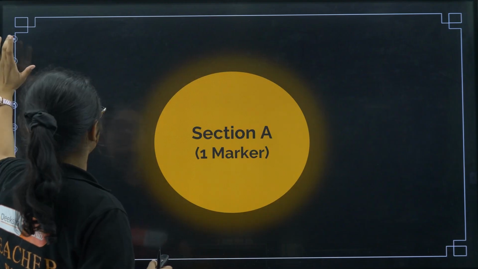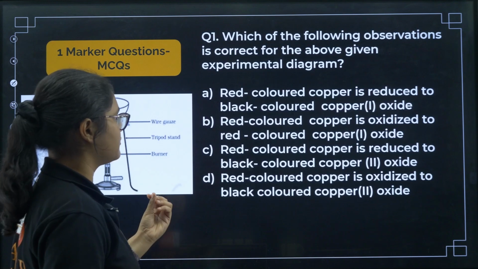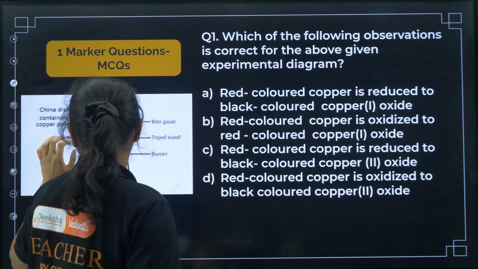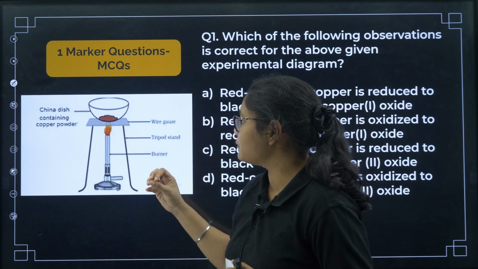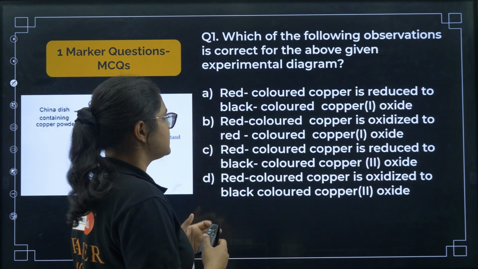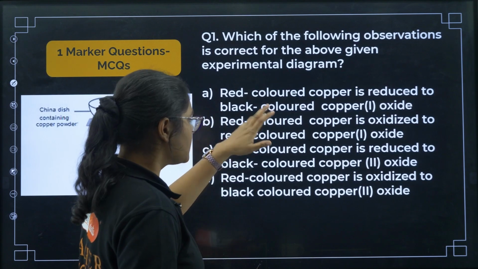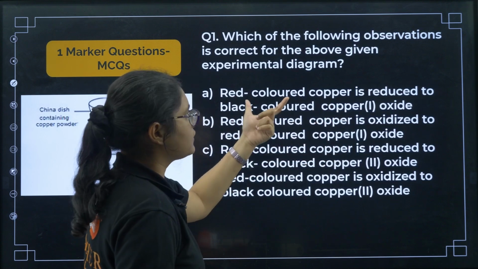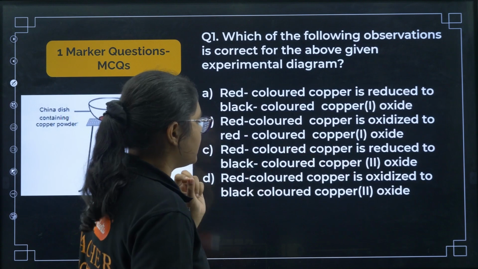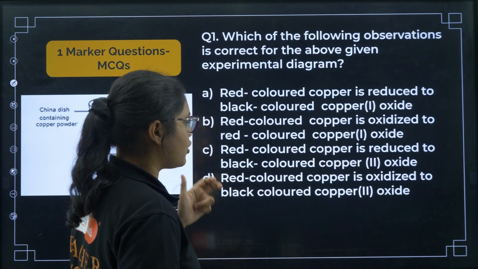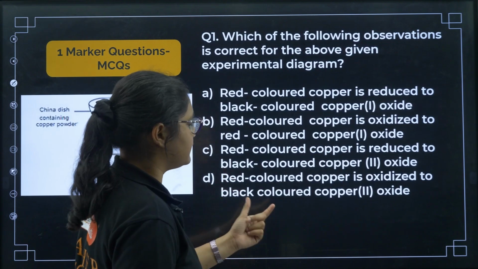Now moving forward to the first question. Which of the following observations is correct for the above given experimental diagram? You can see here there is a china dish which is containing copper powder and then you are heating it with the help of a burner. Now the options are: red color copper is reduced to black colored copper oxide; red colored copper is oxidized to red color copper 1 oxide; red colored copper is reduced to black color copper oxide; and red colored copper is oxidized to black color copper oxide.